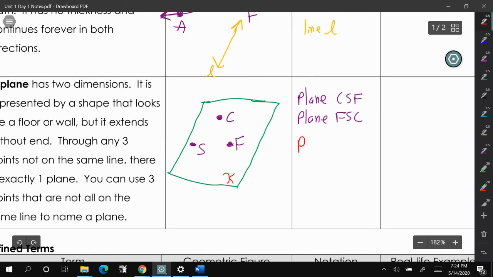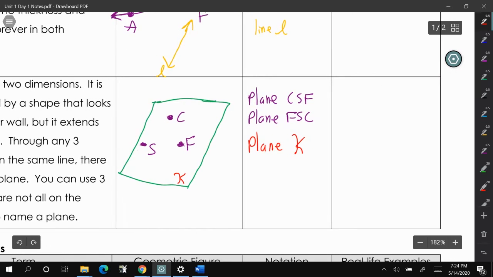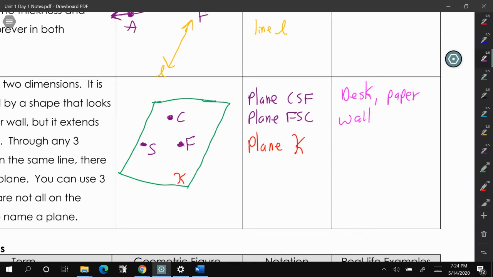And then we can write plane K. That is another way to write it. And examples of that, like I said, would be your desk, paper, wall, stuff like that, flat surfaces.